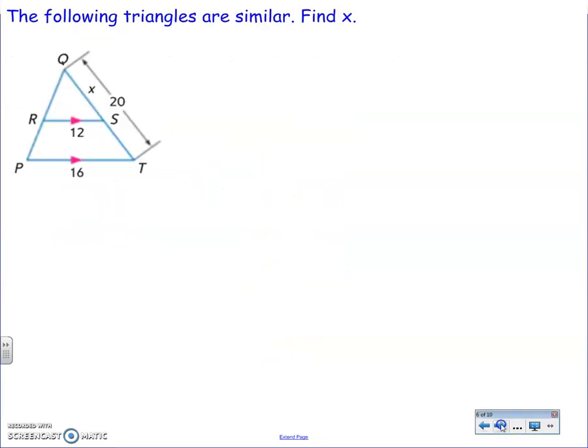All right, here's the next one. Triangles similar, find x. I would split this triangle in two, which might make it easier.